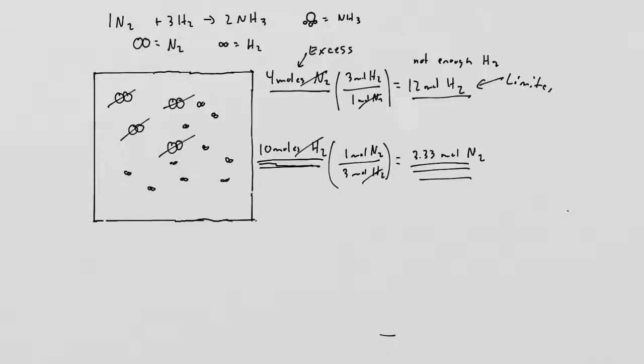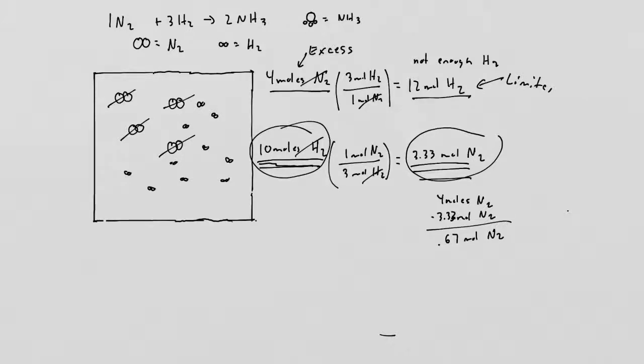So how much nitrogen is left over? Well, here's the deal. We know nitrogen is the excess. We know hydrogen is the limiter now, right? How much nitrogen is left over? Well, we start with 4 moles of nitrogen. If 3.33 moles of nitrogen are consumed, we're going to have some excess left over, which is what we expect, 0.67 mole of N2. This is the critical step, because at this point we know the important things. We know exactly how much nitrogen is going to be consumed, exactly how much hydrogen is going to be consumed.